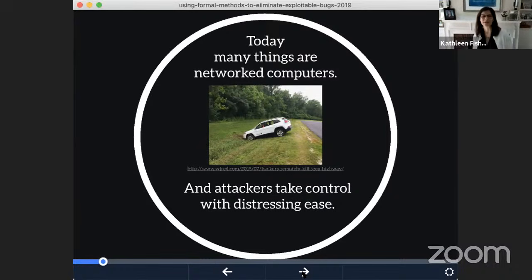So that experience actually happened to Andy Greenberg, who was a Wired magazine reporter. He got into the Jeep Cherokee and drove it on the highway at the invitation of Charlie Miller and Chris Valasek, who were two white hat hackers who had shown that they could wirelessly hack into this Jeep Cherokee and then control it remotely over a cell phone connection.